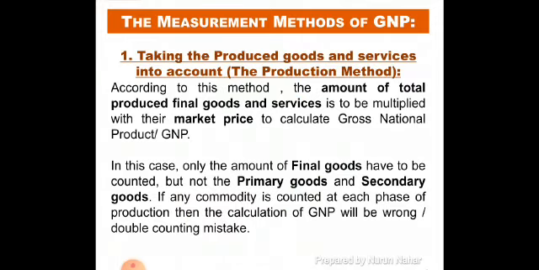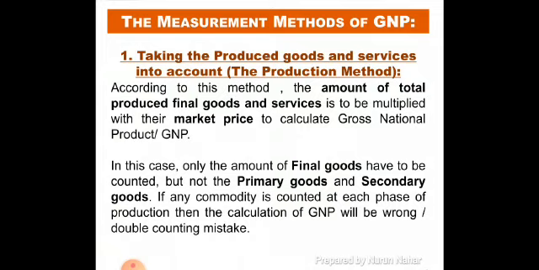According to your textbook, the production method is called taking the produced goods and services into account. That is, in this method, the amount of the total produced final goods and services is to be multiplied with their market price to calculate GNP. That is, the amount will be multiplied with the market price. Then we will get the total amount of GNP. In this case, only the amount of final goods has to be calculated.